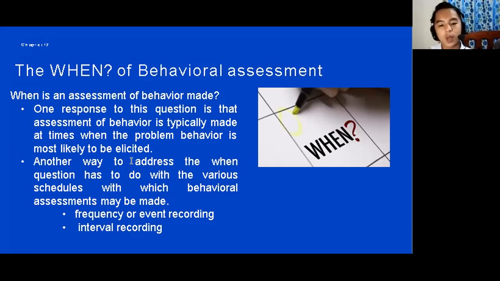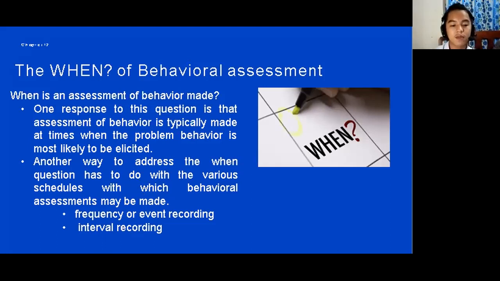Then another way to address the when question has to do with the various schedules with which behavioral assessment may be made. So first is the frequency or event recording, and the second is the interval recording. So one of the scheduled assessments is the frequency or event recording, in which the assessment is recorded every time the behavior occurs.